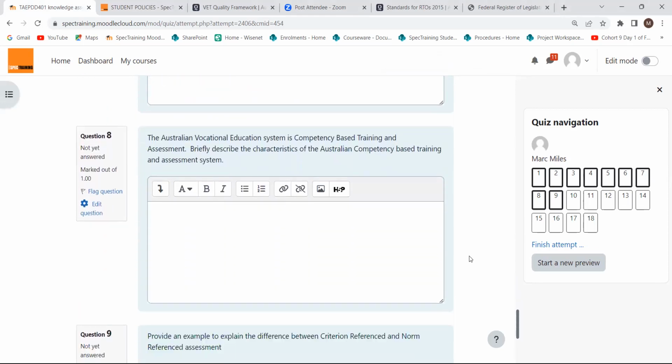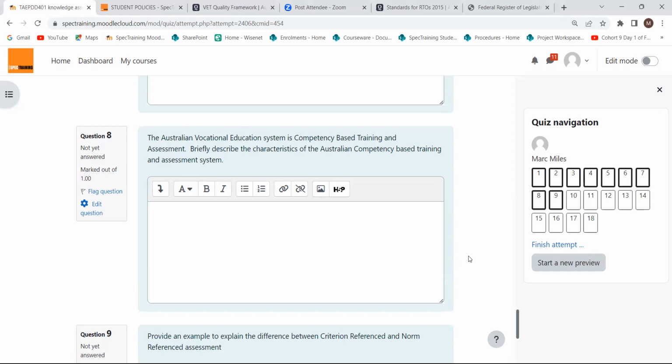Okay, so coming down, question 8, the Australian vocational education system is competency-based training and assessment. Briefly describe the characteristics of the Australian competency-based training and assessment system. So if it was me, I'd be going to Google and I would type in competency-based assessment. Okay, put a question mark, see what comes up, and you're going to find a plethora of information regarding CBA, competency-based assessment, and competency-based training.